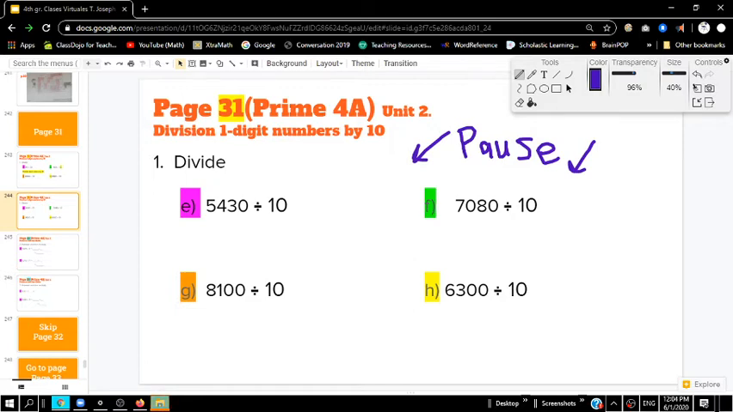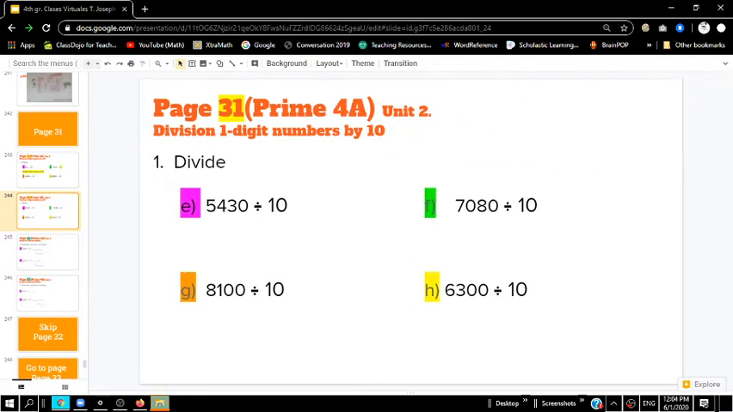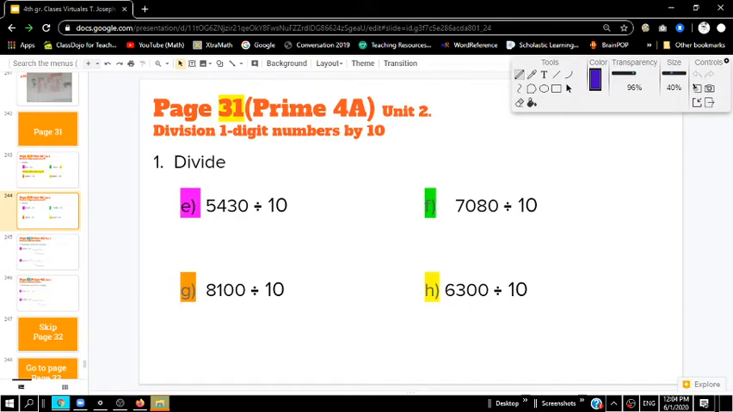All right, hopefully you paused the video and we are ready to continue with these problems. This next problem is the same thing. We're going to divide both sides by 10, and our new problem is 543 divided by 1, which just equals 543.